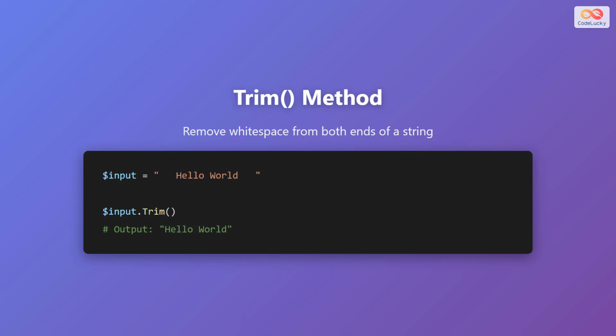The trim method removes whitespace from both the beginning and end of a string. Whitespace includes spaces, tabs, and line breaks. In this example, the variable input contains the string hello world with extra spaces on both sides. When we call input.trim, it removes all leading and trailing spaces, returning just hello world without the extra whitespace. This is particularly helpful when processing user input or reading data from files where unwanted spaces might have been accidentally included.